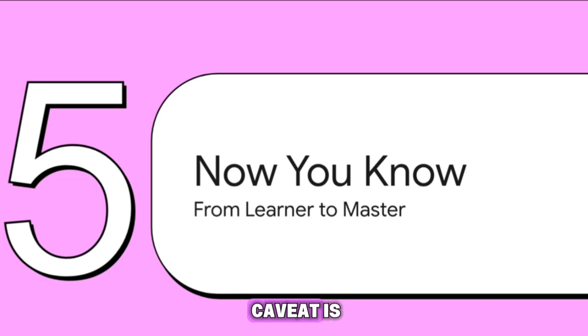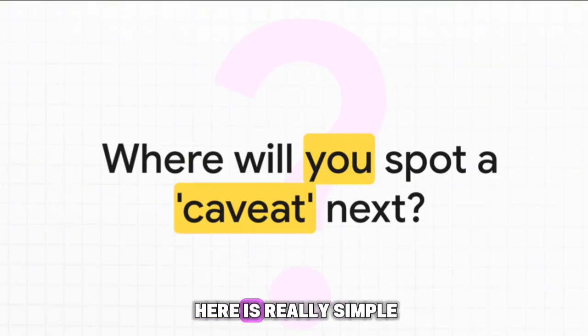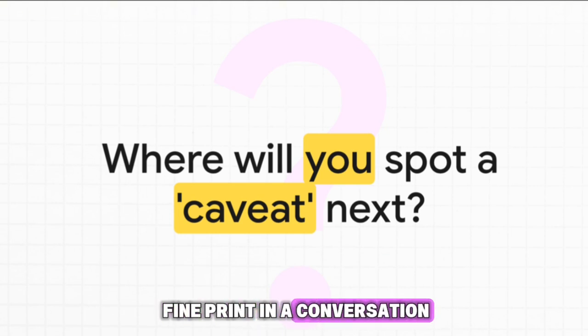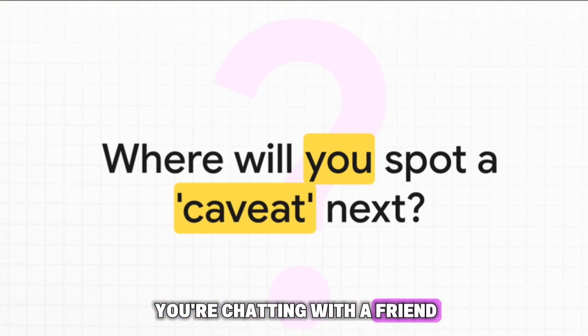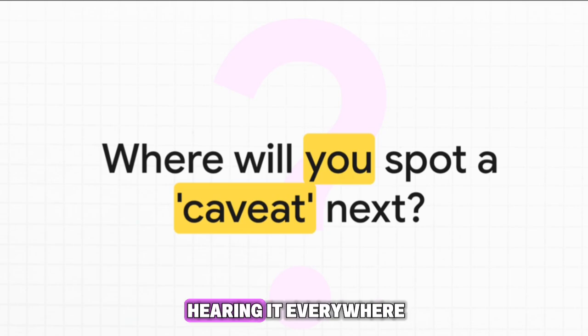You now know what a caveat is, where it came from, and most importantly, how to use it yourself to make your English sound even clearer. So the big takeaway here is really simple. A caveat is the fine print in a conversation. It's the crucial detail. Now that you know what to listen for, I have a question for you. Where do you think you'll spot a caveat next? Maybe in a news report, or a review for a movie, or maybe just when you're chatting with a friend. Keep your ears open, you're going to start hearing it everywhere.